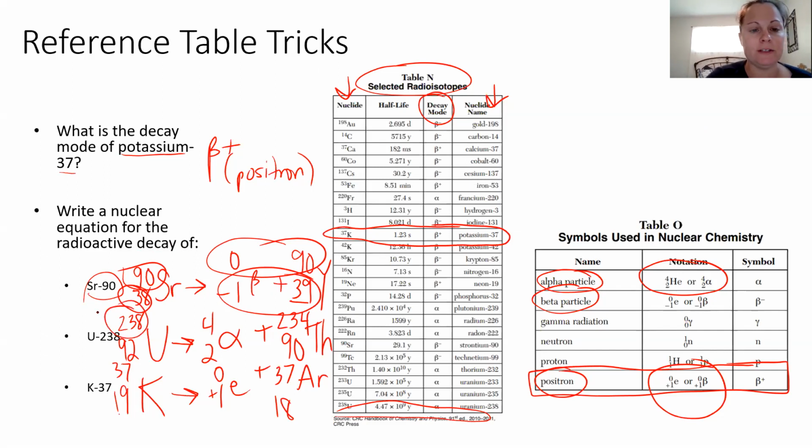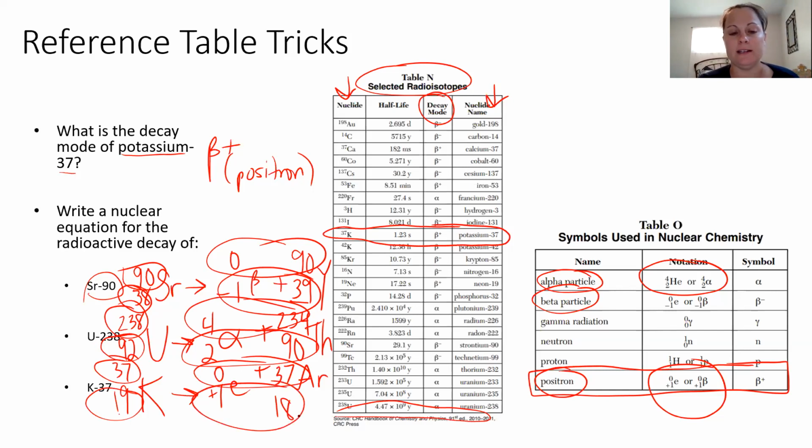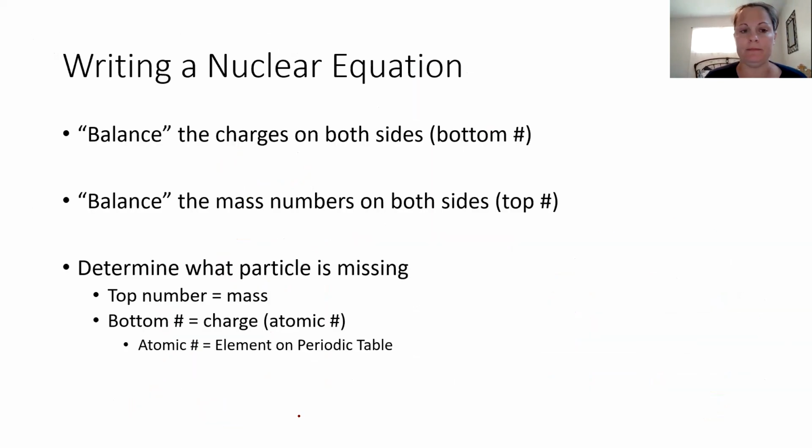238 on the left, 234 and 4 on the right. 92 on the left, 90 and 90 plus 2 on the right. 37 on the left, 37 and 0 on the right. 19 on the left, 18 plus 1 is 19 on the right. To determine what particle is missing, you fill in your mass and your atomic number, and then you just head to the periodic table to get the symbol.